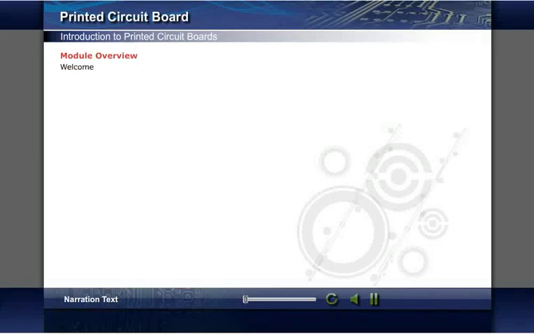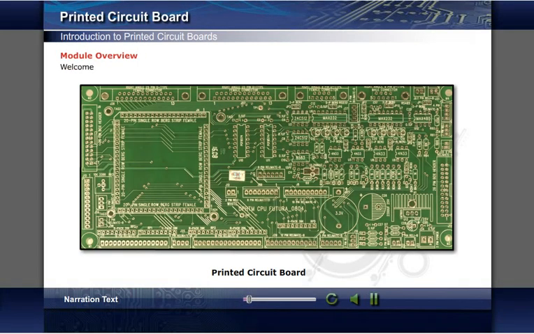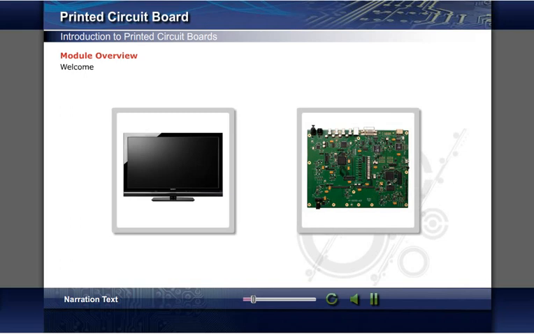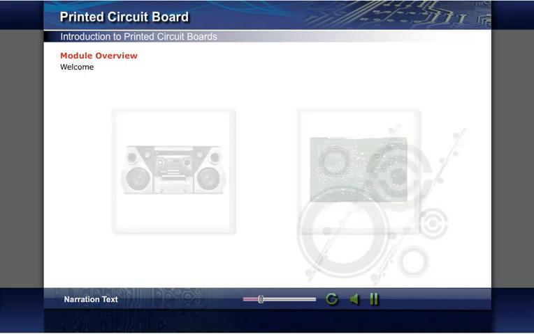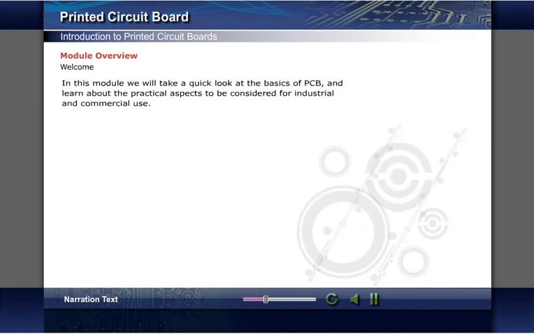Welcome to this module on printed circuit boards. Printed circuit board, that is PCB, is an important part of any electronic product. In this module we will take a quick look at the basics of PCB. We will learn about the practical aspects of a PCB. This module comprises of 6 lessons.